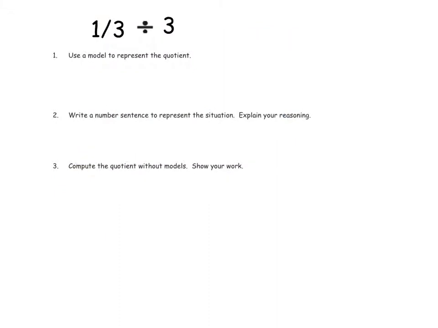So let's just jump right into another one. This one does not have a word problem to go with it. We are just dividing 1/3 divided by 3. So you have 1/3 of a licorice stick and you want to divide it by 3 friends, something like that. So we're first going to use a model to represent the quotient. So this time I set up my number line. So this is 0, and then this is 3/3, which is 1.